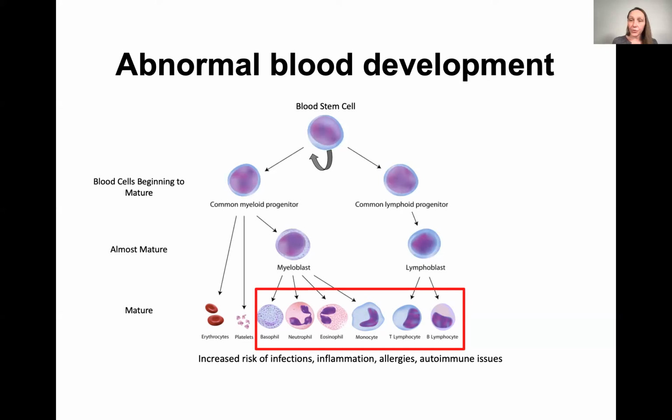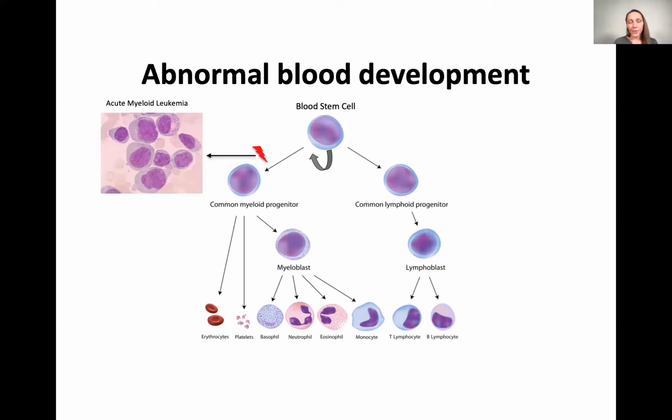Additionally, when the white blood cells are too active, they might start to recognize parts of our body as being a foreign invader. And this process is called autoimmune issues. And you might know individuals with things like lupus or rheumatoid arthritis. Those are because our own immune system is recognizing parts of our own body as foreign and trying to get rid of them.